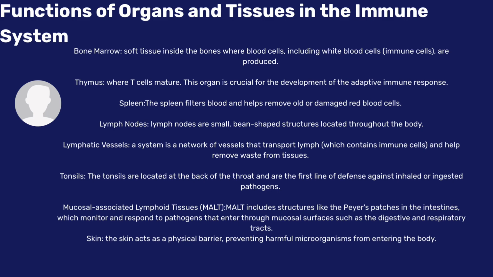The bone marrow is the soft tissue inside the bone where blood cells, including white blood cells, immune cells, are produced. It plays a critical role in the production of immune cells like lymphocytes, B and T cells. The thymus, located behind the sternum.